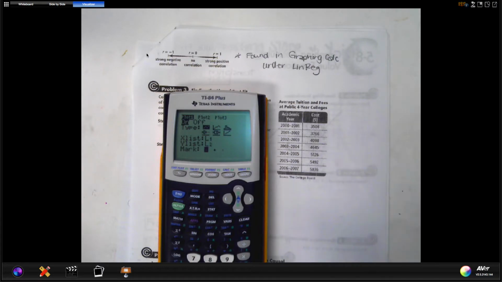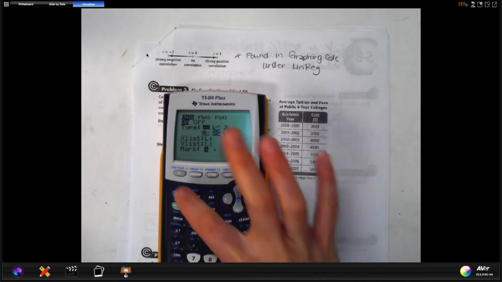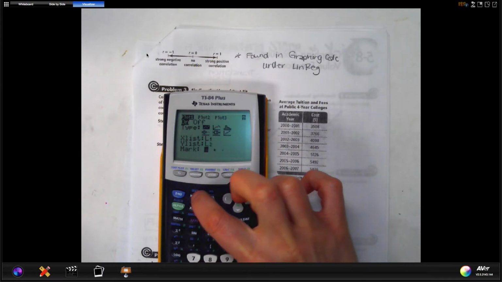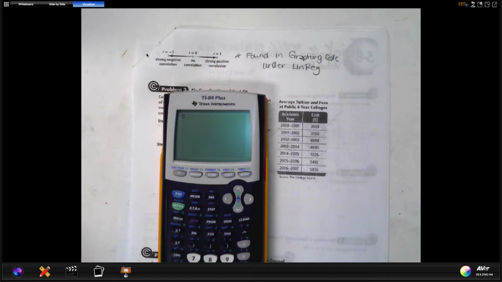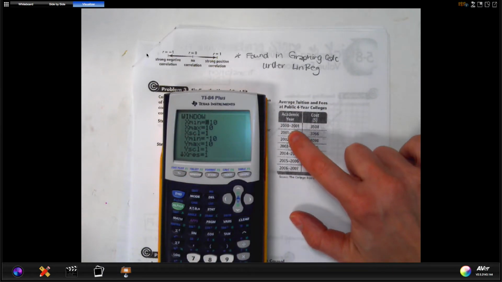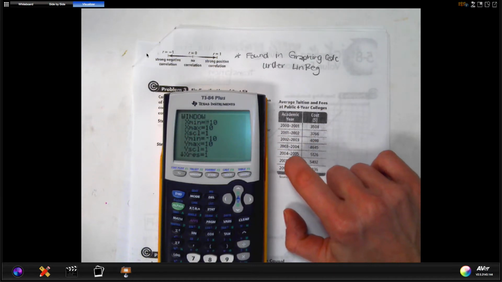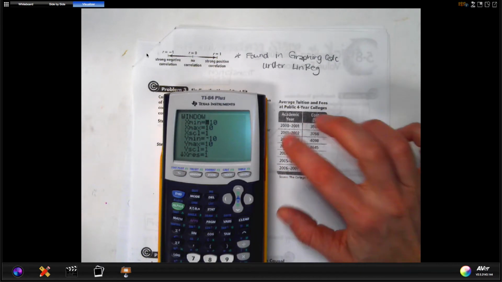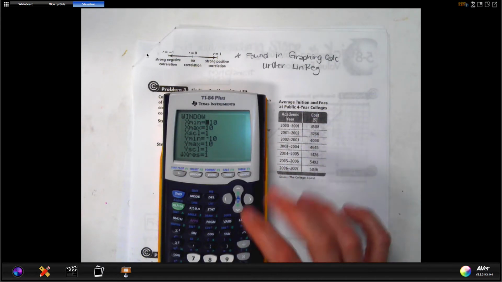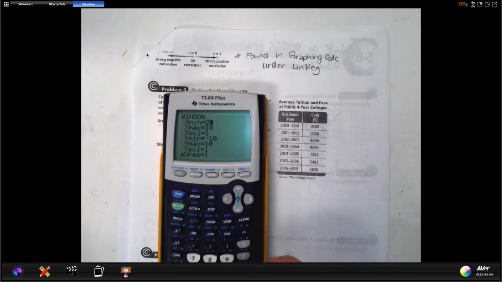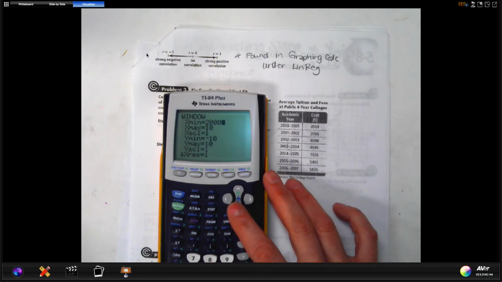Okay. Now, we have to get out of that, so we're going to press second mode to quit. The other thing we need to do is adjust our window according to our data. So go ahead and press window. Now, our x values, remember, were the ones on the left. So our lowest x value is really 2,000, isn't it? So for our x minimum, we're going to put in 2,000.